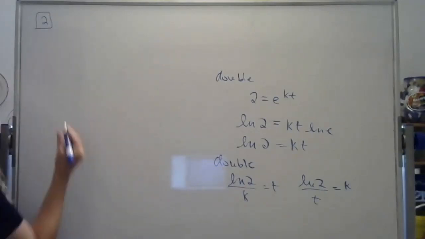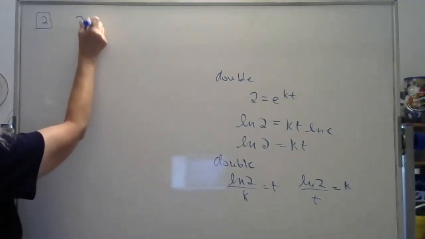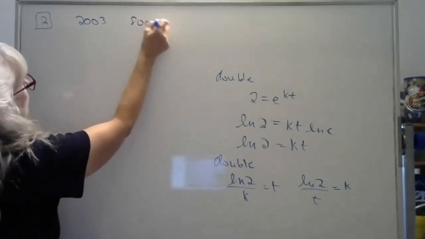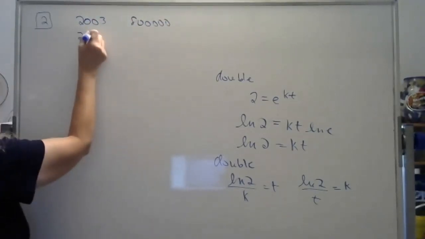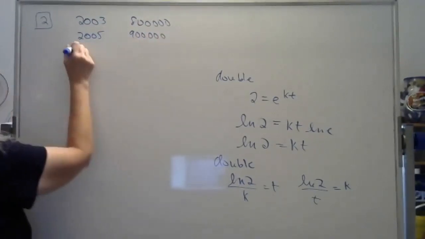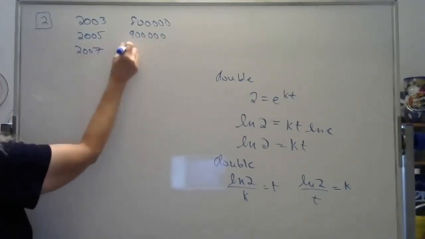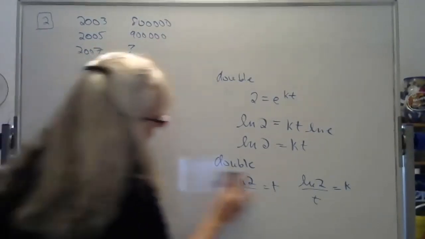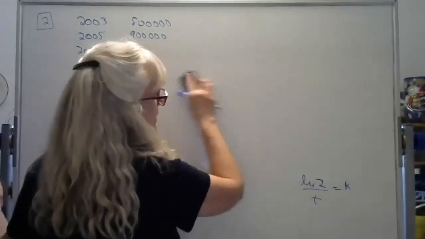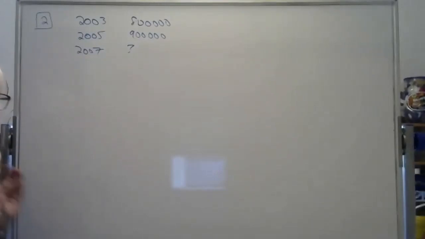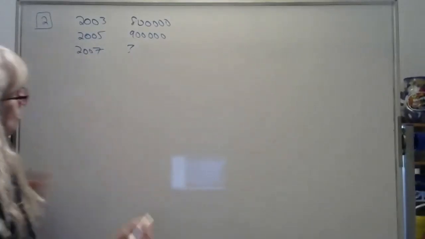Okay, so I'm going to write down information. So I know that in 2003, the population was 800,000. And in 2005, it's 900,000. And we want to know what's going on in 2007. Okay. So there's the information they gave me. Because it says the word exponential growth, I'm not going to do average rate of change and things like that because it's a growth problem.